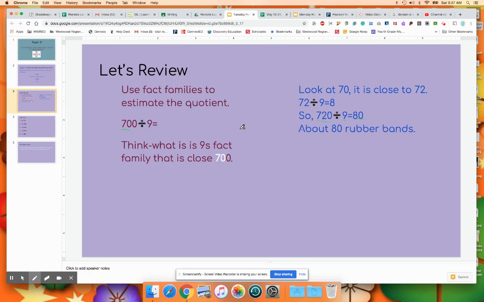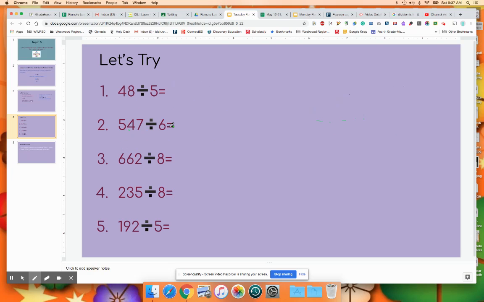All right? Let's try another one or a couple more. We have a bunch to do. Okay, so remember, we're estimating. We're not finding exact answers today. So 48 and 5, they're not in the same fact family. What is close to 48 that's in 5's fact family? Some of you may say 45, right? So 45 is actually 3 away from 48.